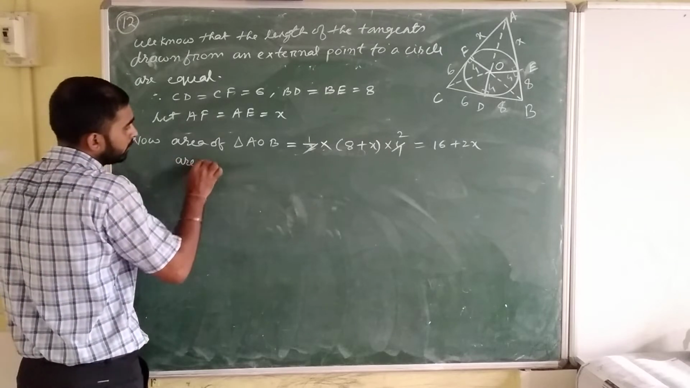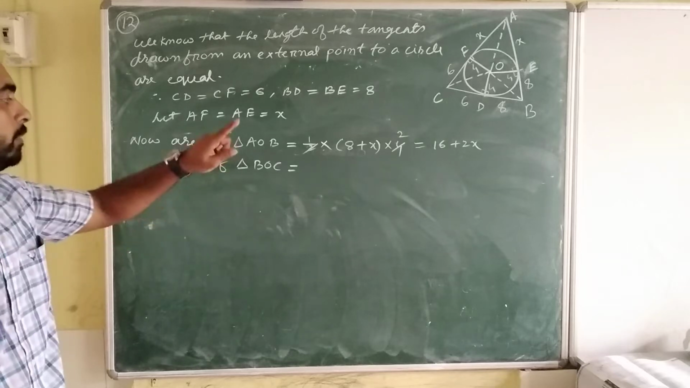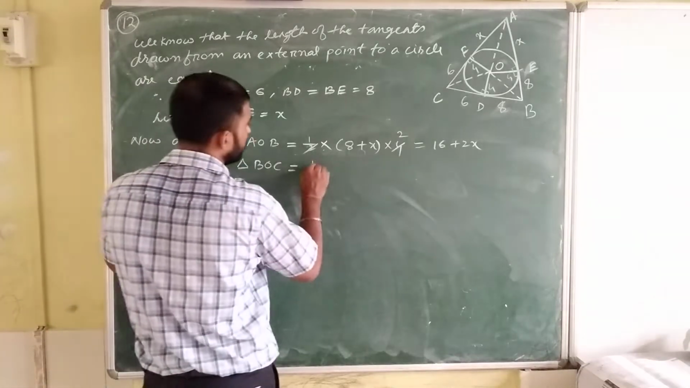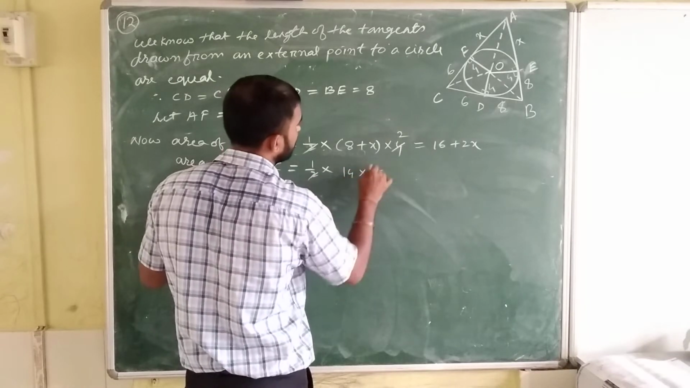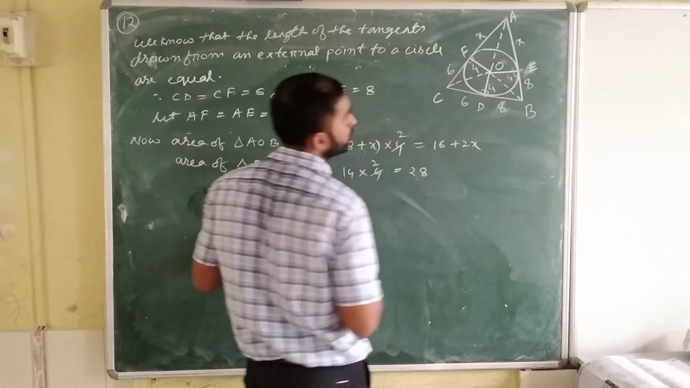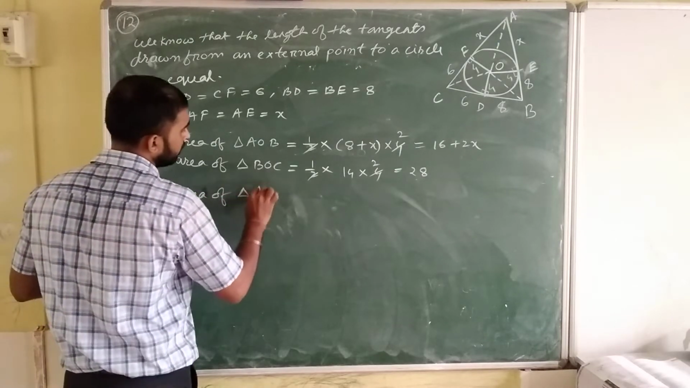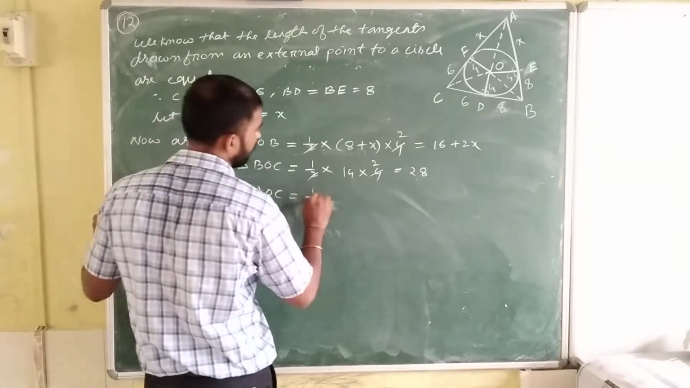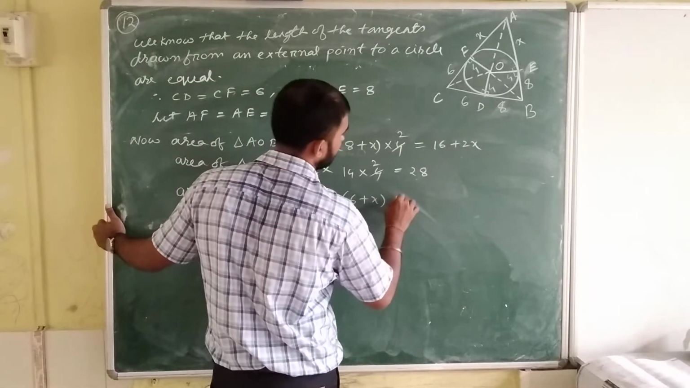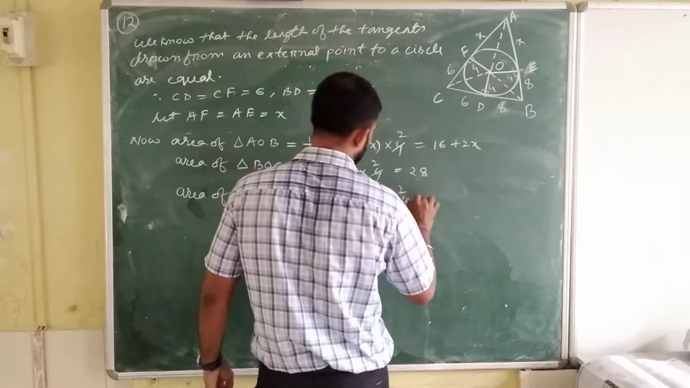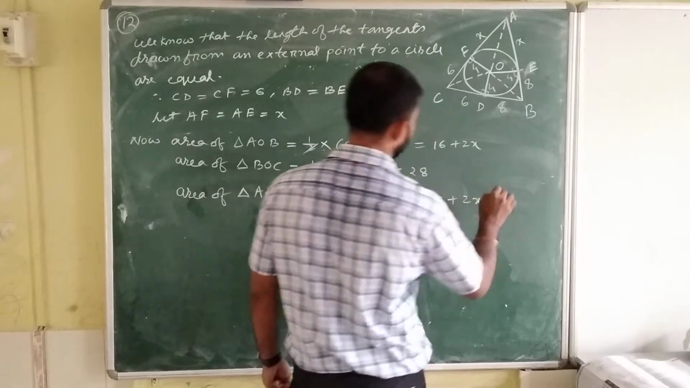Next, area of triangle BOC. Area of triangle BOC. Half into base 8 plus 6, 14. Height 4. So how much? 28. Then area of triangle AOC. Area of triangle AOC. Half into base 6 plus X. Height 4. 12 plus twice X.